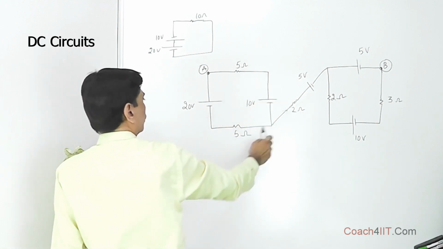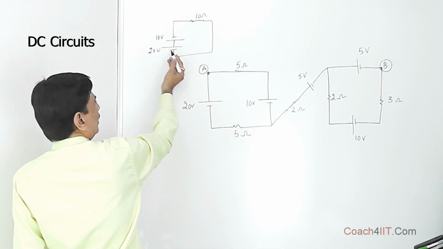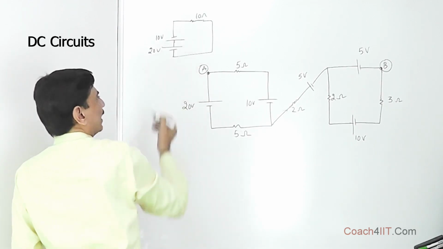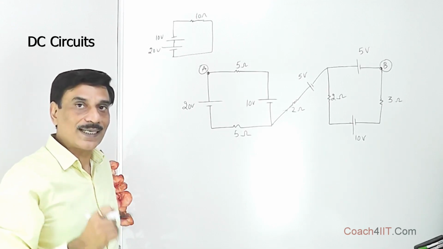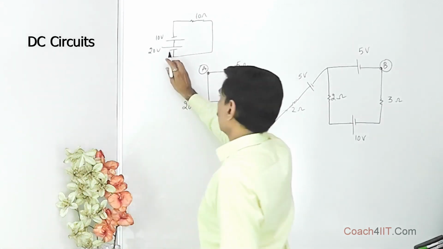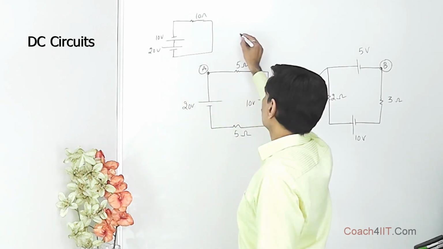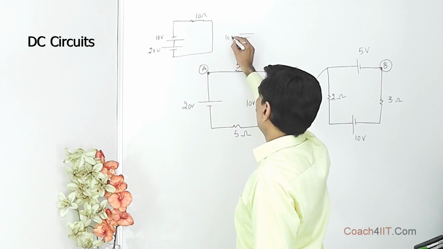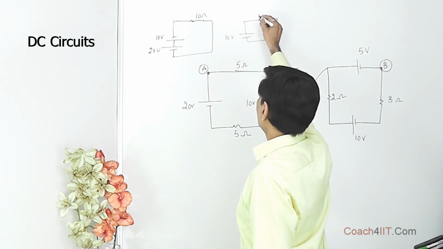We are considering only this loop, only 5 and 5, they are in series, so this is 10 ohm. This is negative, positive, positive, negative. So these batteries are not reinforcing each other, they are working against each other, and this is a stronger battery, so its polarity shall prevail. So 20 minus 10, this is going to be equivalent to a 10 volt battery, and the equivalent resistance in the circuit is 10 ohm.